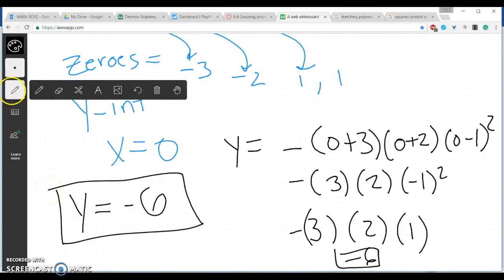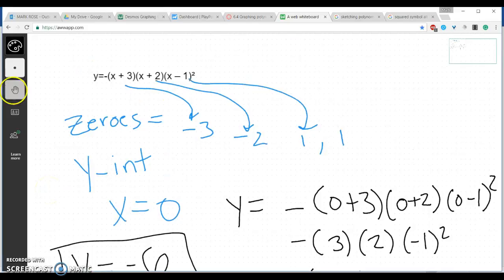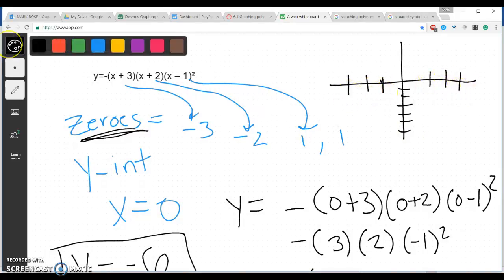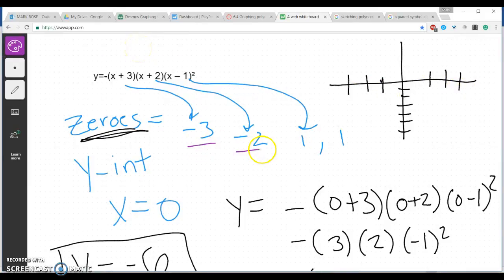Okay? And again, we could go back up here and graph all of these, like graph these 3 y-intercepts. So our rough sketch, or our zeros, and then graph our y-intercept. So our rough sketch this time would look like this, with my zeros being in purple. So -3, -2, and 1. And then my y-intercept being in green, which would be down here at -6.